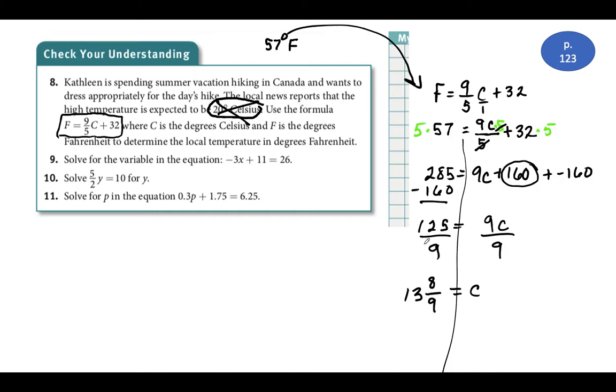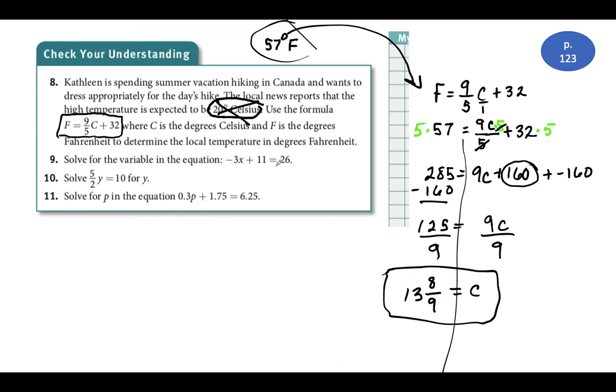So 13 and 8 ninths. So 57 degrees Fahrenheit is chilly, right? It's sweater weather for us. In California, we say that's downright cold. In Canada, they'd probably be like, no, that's pretty warm. But if you were looking at it in Celsius, it would be almost 14 degrees Celsius.